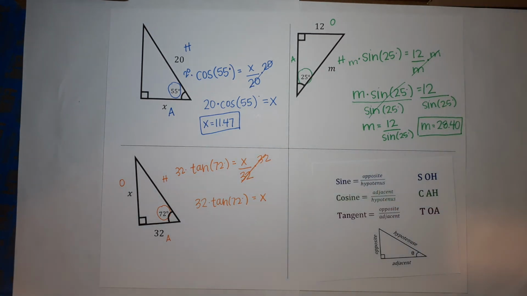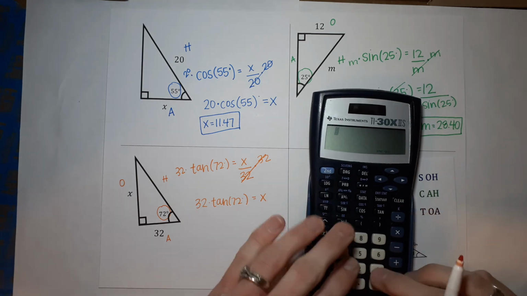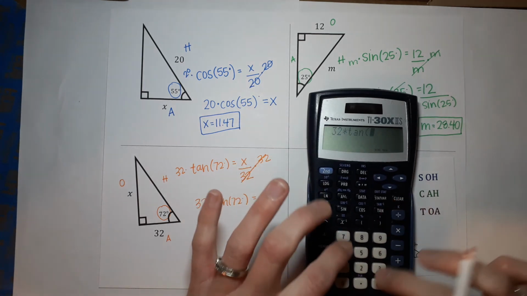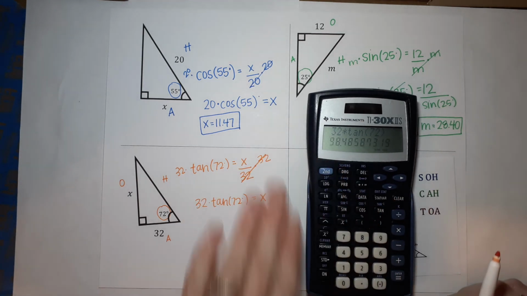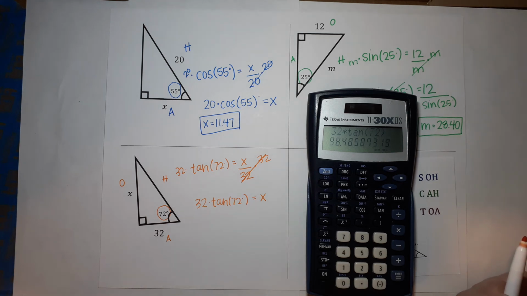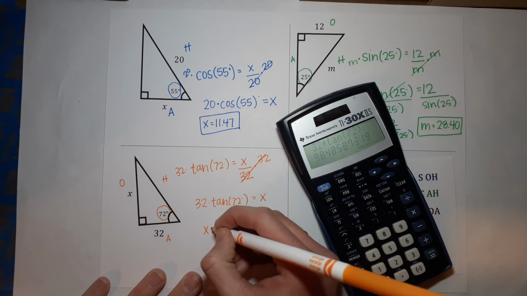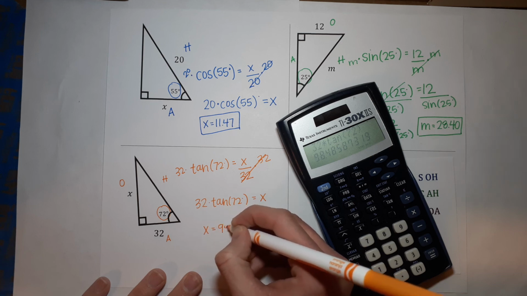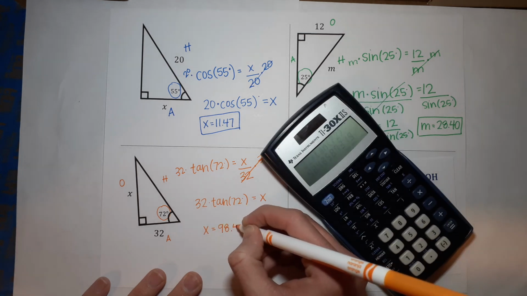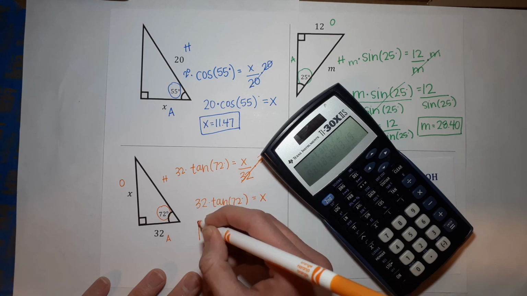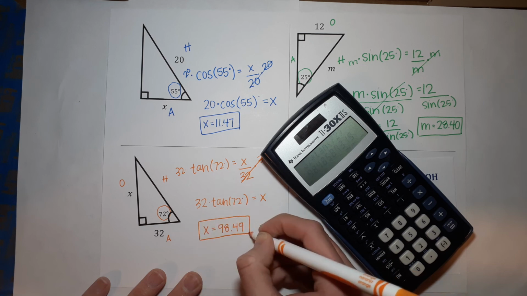Okay, put that in our calculator. 32 times the tangent of 72 degrees equals 98.48587319. So when I round that, it's going to be x equals 98.49. And guess what? You are done.